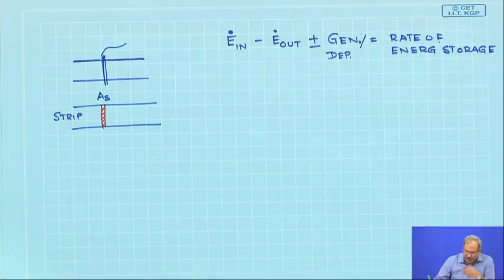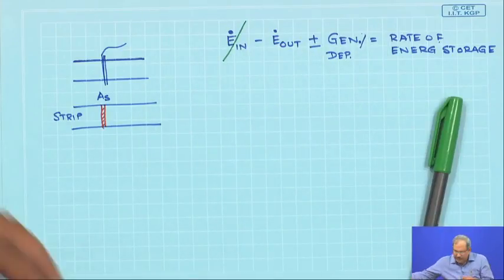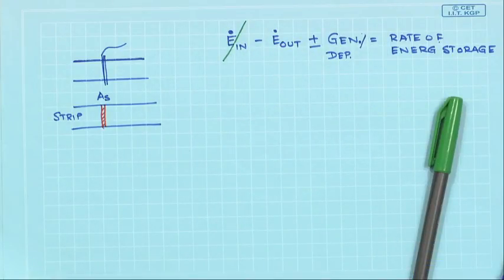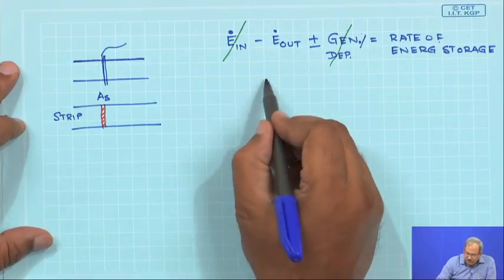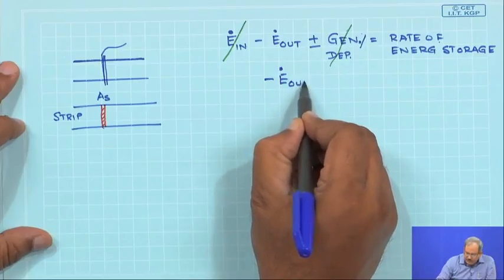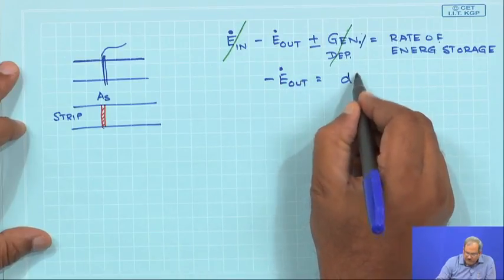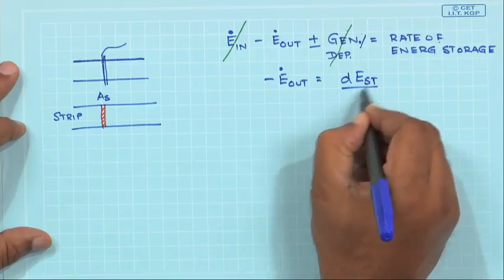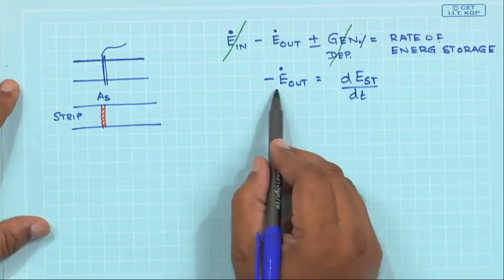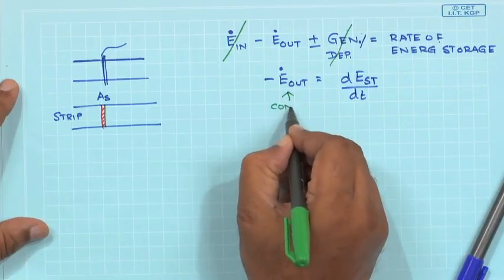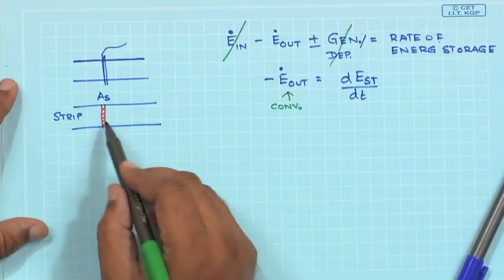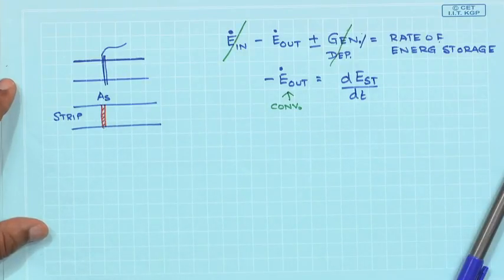So, for the problem at hand, there is no energy in term. So, E dot in is 0. And of course, there is no energy generation or depletion in the system. So, this is going to be my new equation, which is d energy stored by dt. Now, what is energy out? The energy out is only by convection, and it is taking place from the top as well as from below.